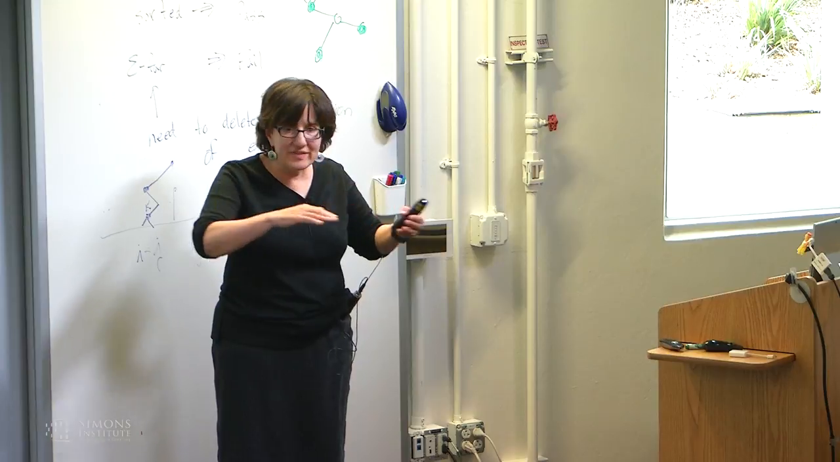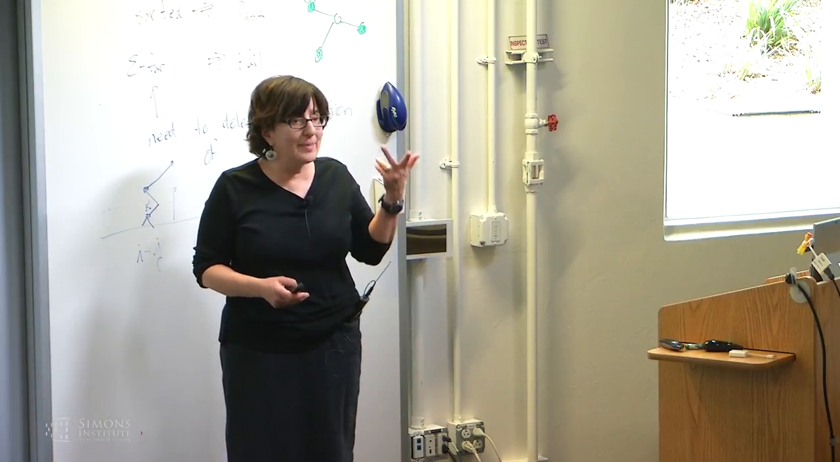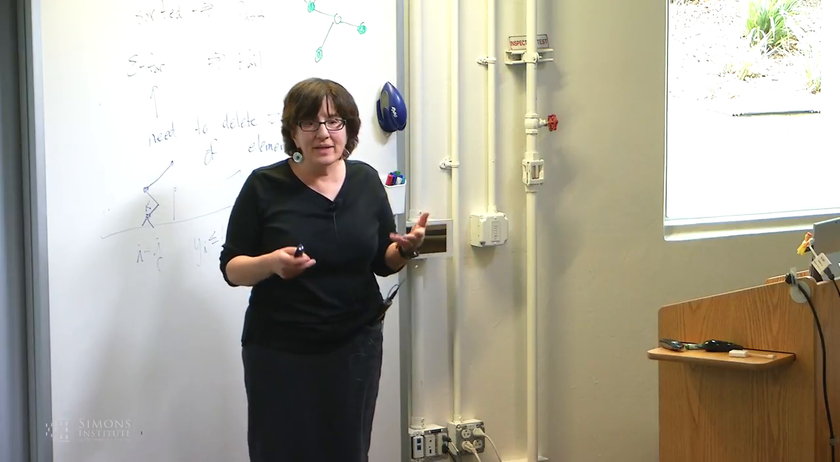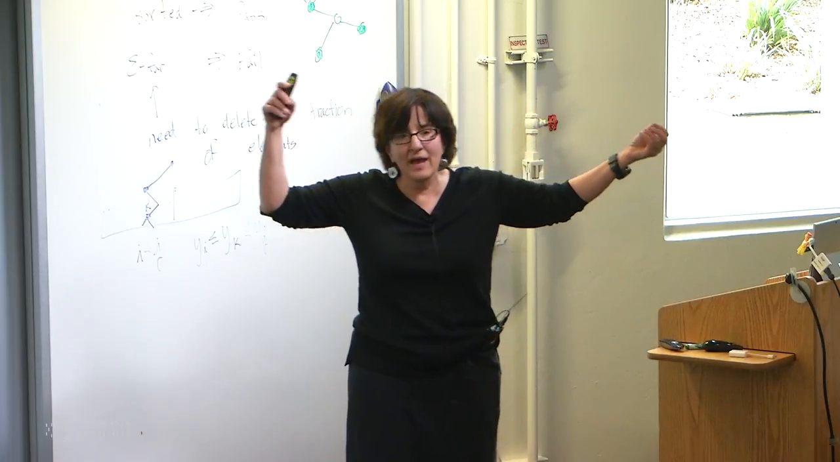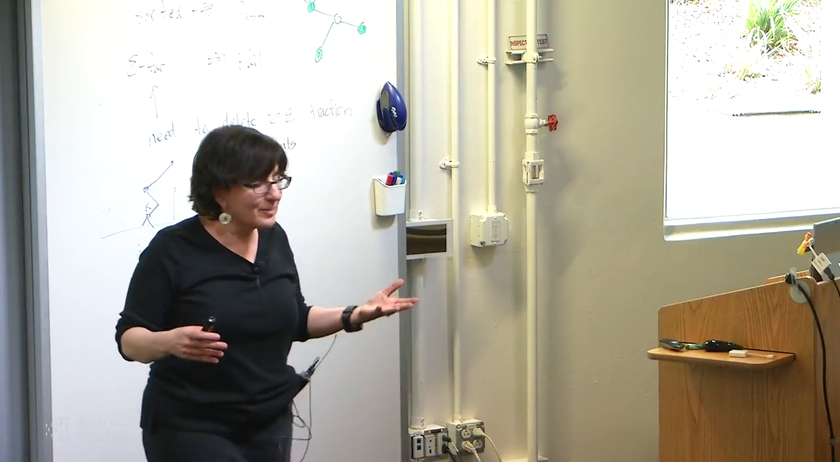You look at the collision statistics. How many elements occurred one time? How many elements didn't occur at all? How many elements occurred three times? How many elements occurred three times from P and four times from Q? That's the only thing that your algorithm can depend on.